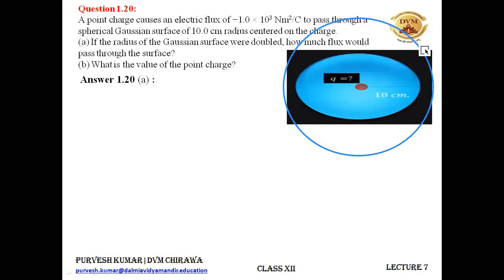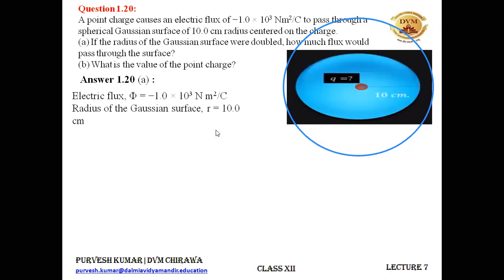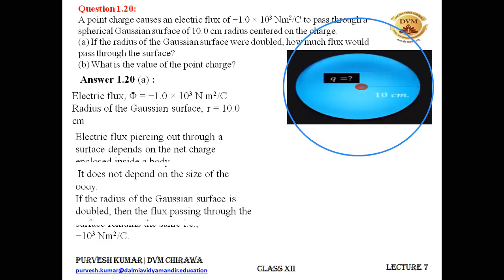So even if you are doubling the radius, the charge enclosed by the Gaussian surface remains the same, and that's why the flux passing through it remains the same. So it will not change at all. All right. So the electric flux is this much, radius is this much. Electric flux coming out through the surface depends on the net charge enclosed by the body. It does not depend on the size of the body. So if the radius of the Gaussian surface is doubled, then the flux passing through the surface remains the same, and it is minus 10 to the power 3 Newton meter square per coulomb.